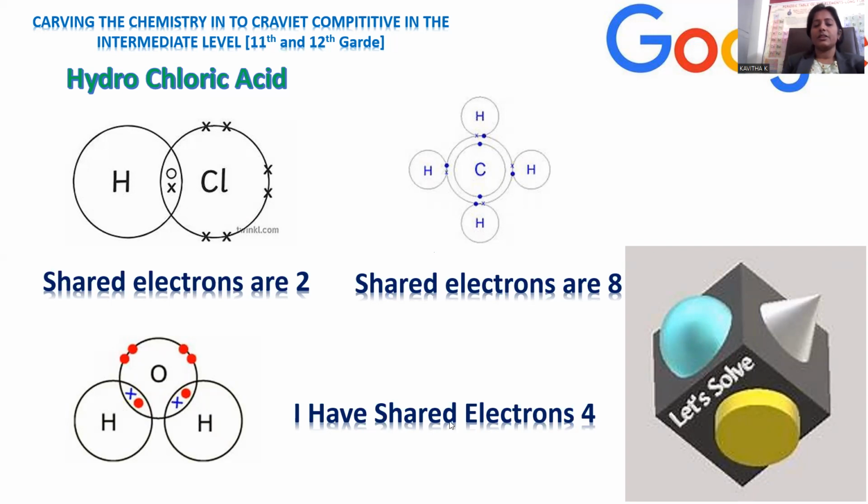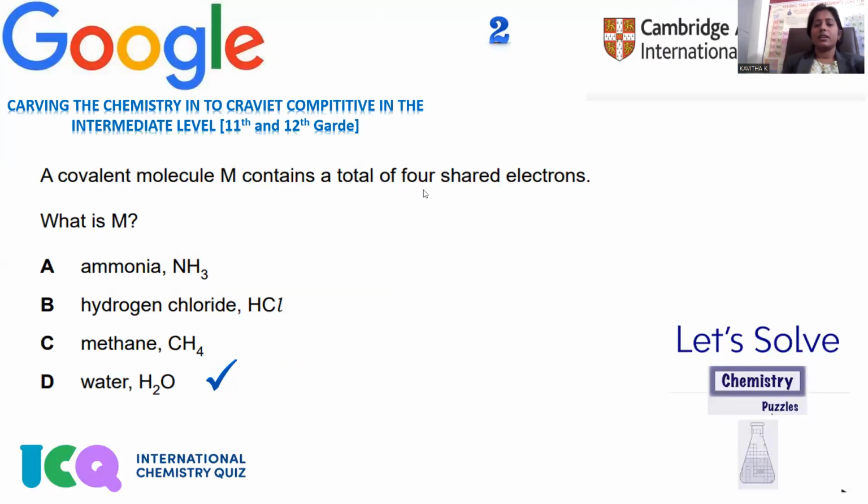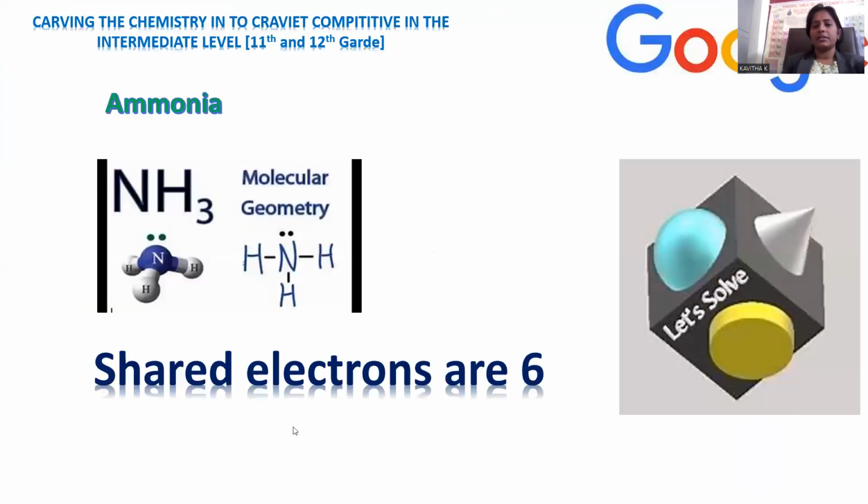Here the condition required is shared electrons. So I have shared electrons of 4 in count. So 4 is the required answer they are asking. The 4 shared electrons containing molecule is water. So the M will be water. For question number 2, option number D will be the correct answer.